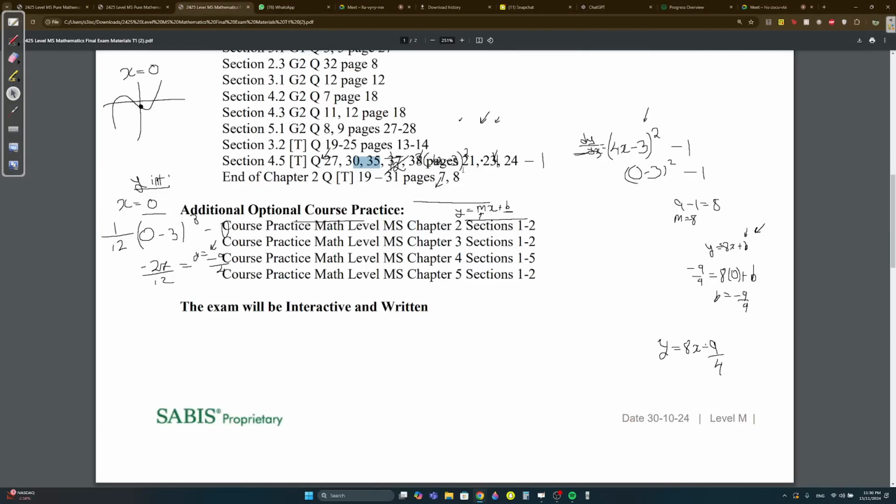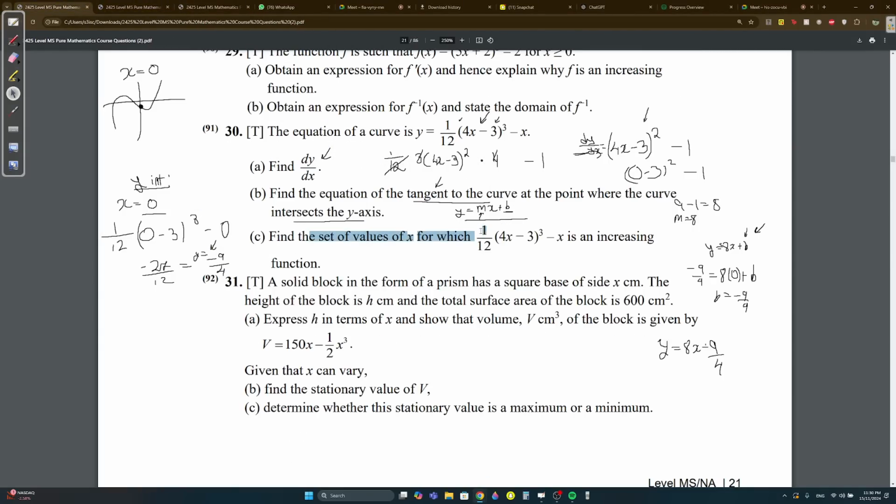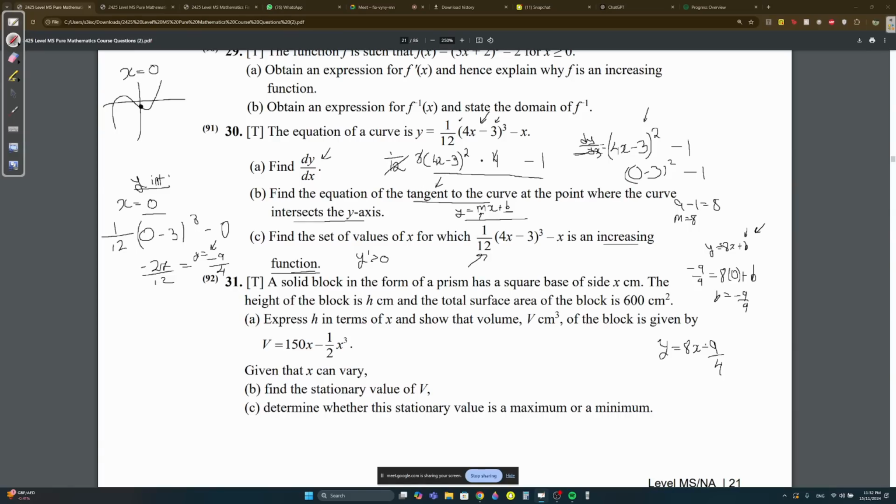Yes. Okay. Find the set of values x for which the original y is an increasing function. For something to be an increasing function, that means y prime has to be greater than 0. Okay, what was our y prime? We found y prime. It was over here: 4x minus 3 squared minus 1. Okay, y prime was equal to 4x minus 3 squared minus 1.